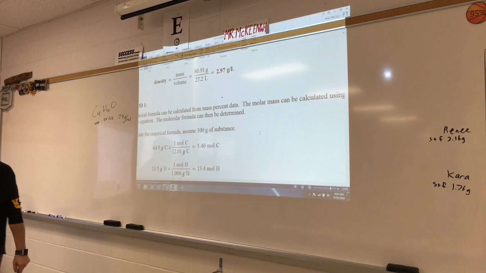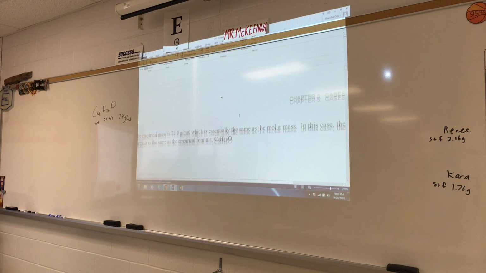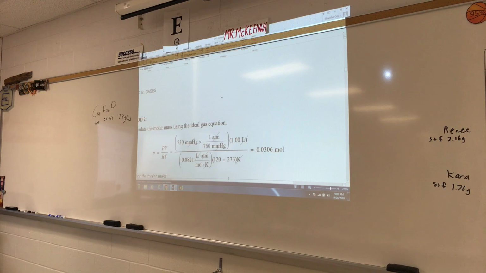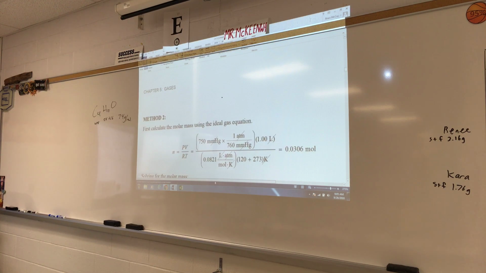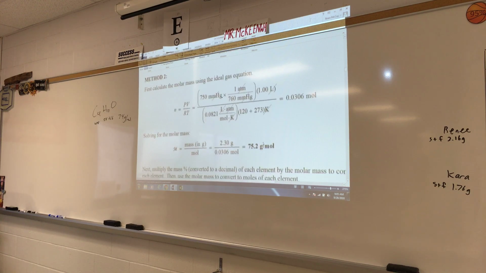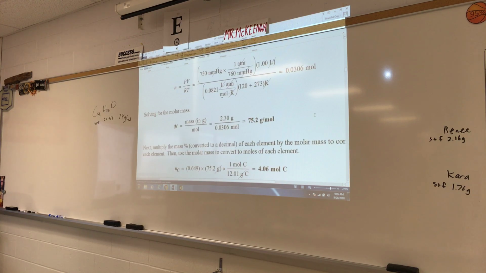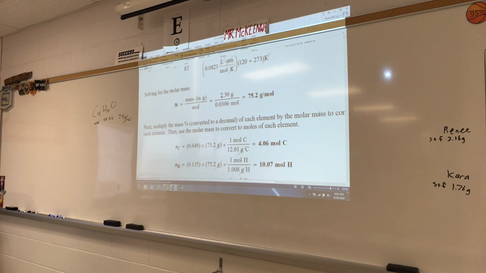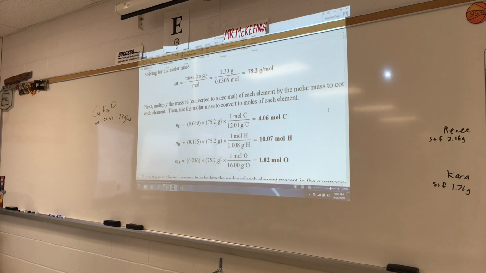All right, that says method 1. Do they give us a method 2? Yeah, let's see what they do here. They calculate the moles, then the molar mass. Next, multiply the mass. Oh, okay, I see what they did.